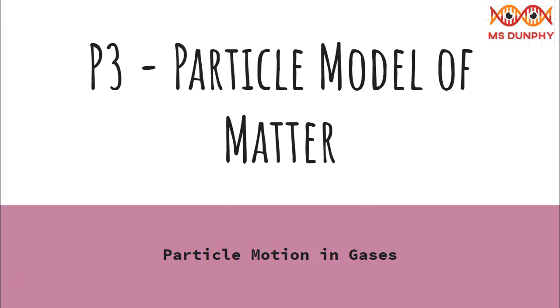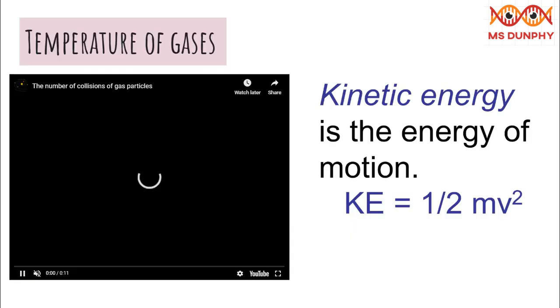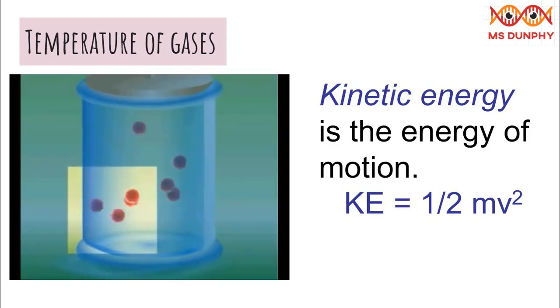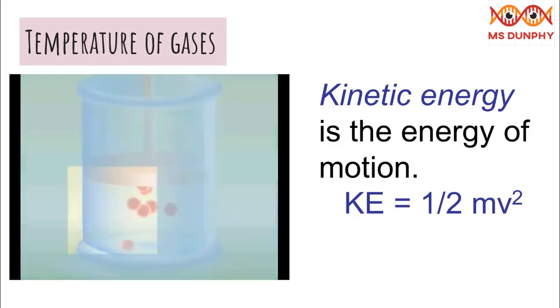The last part of our double lesson today was about particle motion in gases. The temperature of a gas determines the energy in the kinetic stores of its particles. It can also affect the pressure and the volume of the gas. The particles in a gas are constantly moving with random directions and speeds. If you increase the temperature of a gas, you transfer energy into the kinetic energy stores of its particles.